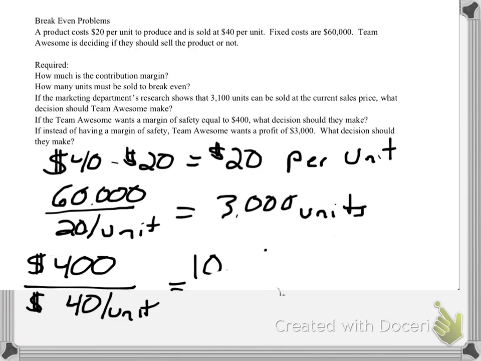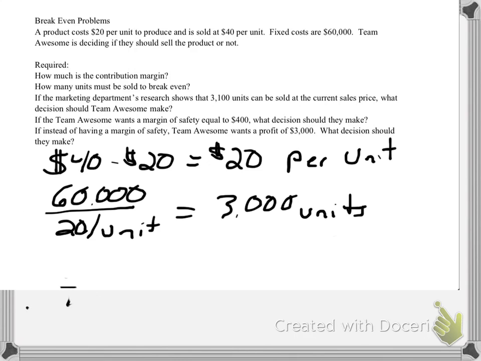Now the last part of the problem, there's just one little difference. Instead of having a margin of safety, management wants to have a designated profit and asks you should they still go ahead and sell. Well, a designated profit, we don't call it break even, but we do the same thing. The difference is we're requiring a profit of a certain amount, the same way we have to pay back a fixed cost. So the computation is very similar.